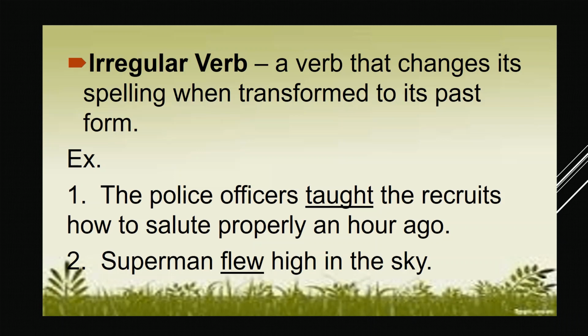Number 2, Superman flew high in the sky. When it is in the present tense, you will say, Superman flies high in the sky every day. So, since this is in the past tense, you say, Superman flew high in the sky the other day. Or Superman flew high in the sky last week. So remember that your irregular verb changes spelling when used or transformed to its past tense.